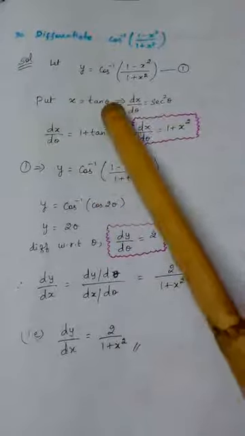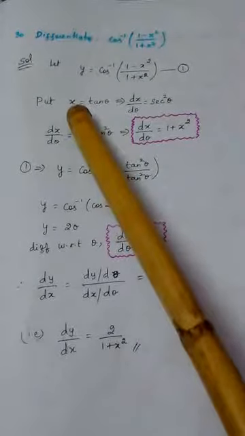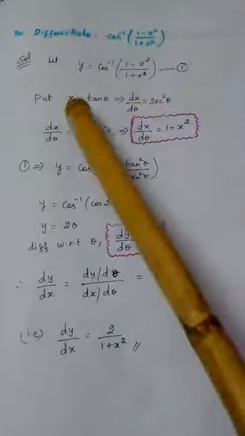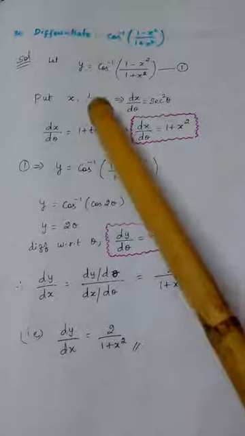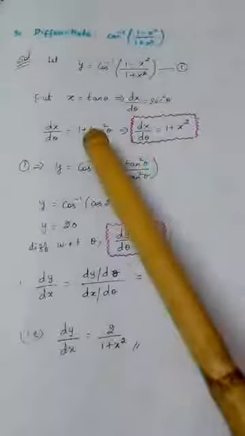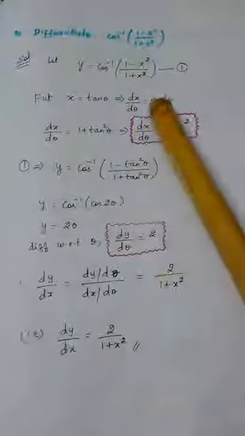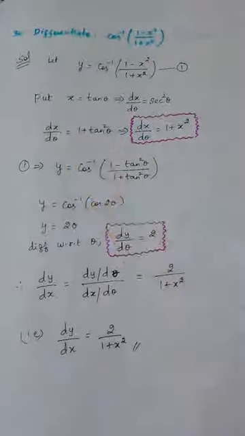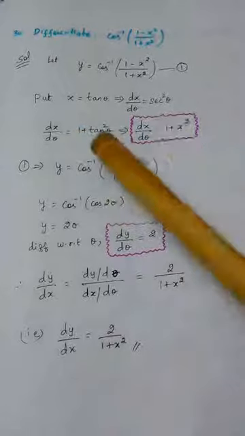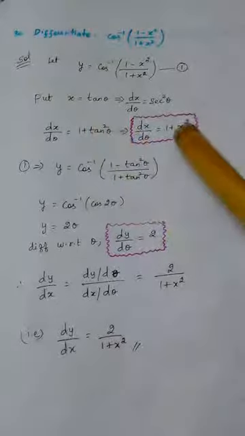Put x is equal to tan theta. Substitution we are giving. Differentiating this x with respect to theta. So x becomes dx by d theta. We are differentiating with respect to theta. So differentiating tan theta, answer is secant square theta. Now this secant square theta is written as 1 plus tan square theta using a trigonometric formula. This you know in 10th standard itself. Secant square theta can be written as 1 plus tan square theta. So dx by d theta is equal to 1 plus tan square theta. We have given the name x. Tan theta means x. So tan square theta means x square.